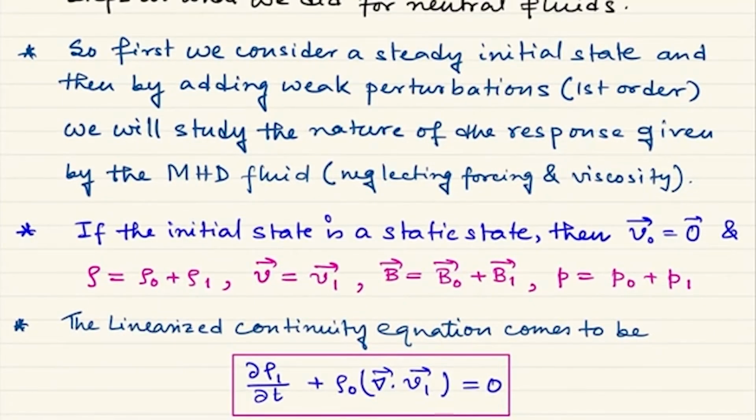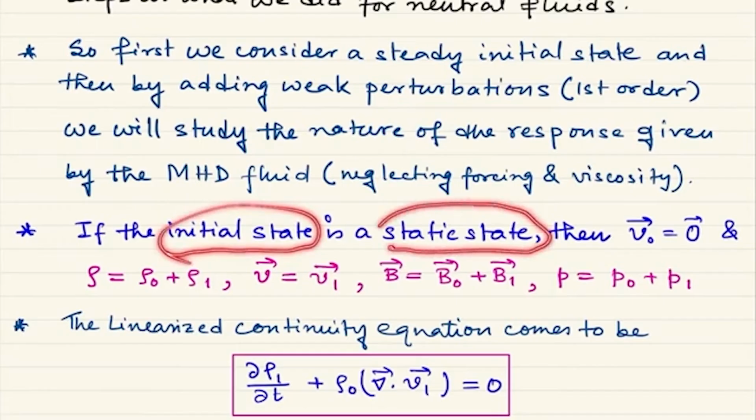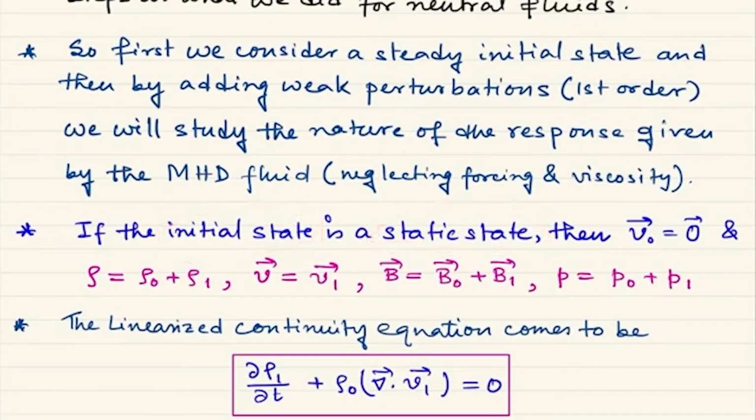Now we start from an initial state which is a static steady state. So not only is it steady, which means every quantity is independent of time, but the velocity in the initial state is 0. So we start with a static case. Then we perturb the system by a little bit. So rho becomes rho 0 plus rho 1, where the initial hydrostatic density was rho 0. V becomes V1 only, because V0 is 0 by definition.